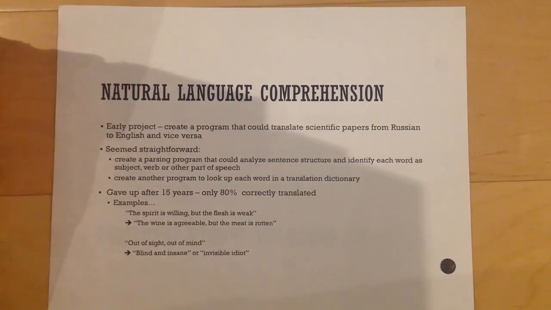They thought it was simple. After about 15 years, they gave up and only had about an 80% correct translation. For example, "the spirit is willing, but the flesh is weak," a saying in the United States, was translated to "the wine is agreeable, but the meat is rotten." "Out of sight, out of mind" became "blind and insane," or "invisible idiot."